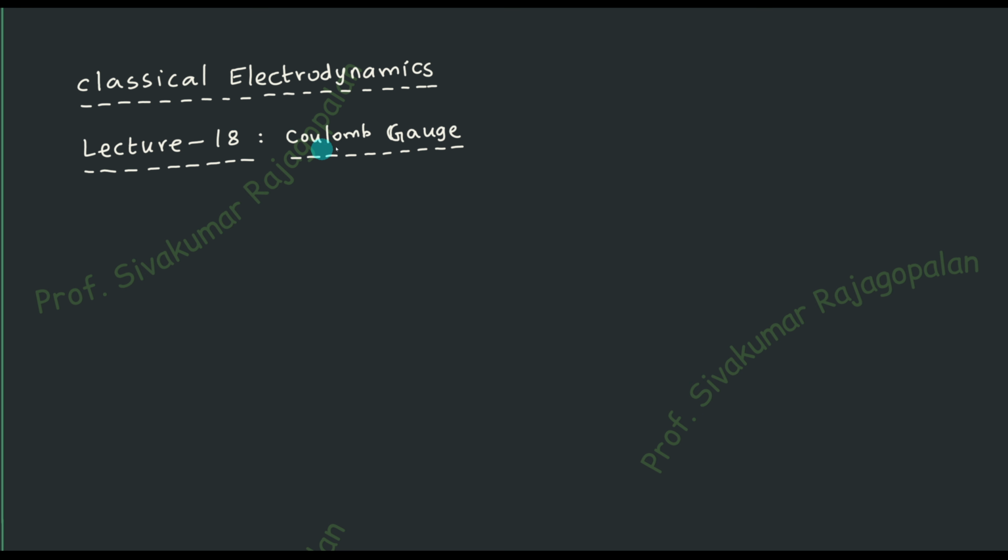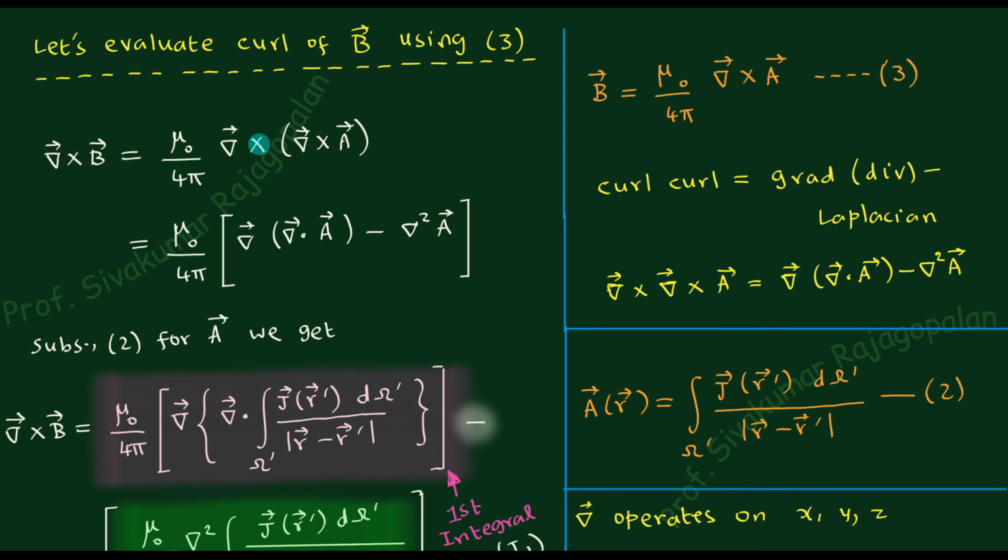However, before giving an introduction to the gauge transformation, I would like to explain certain things related to yesterday's classwork. If we go back to yesterday's classwork, let me show what we were doing in the last class. We were originally interested in calculating the curl of the magnetic field. We were evaluating it using another vector quantity, the magnetic vector potential capital A. That was the work that we have done, and in fact we have completed it.